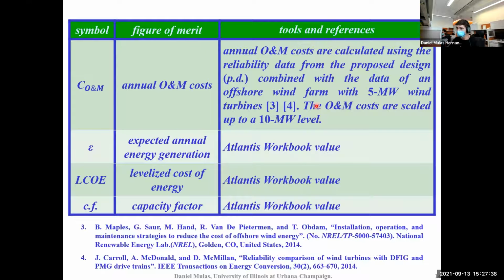For the annual operation and maintenance cost, we use the same methodology that we used in the previous quarters. Basically, we take the reliability data from the proposed design and combine it with data of an offshore wind farm that has 5 megawatt wind turbines, and then scale those costs up linearly to a 10 megawatt level. The performance metrics, LCOE, capacity factor, and expected annual energy generation are calculated by using the Atlantis Metric Space Workbook.